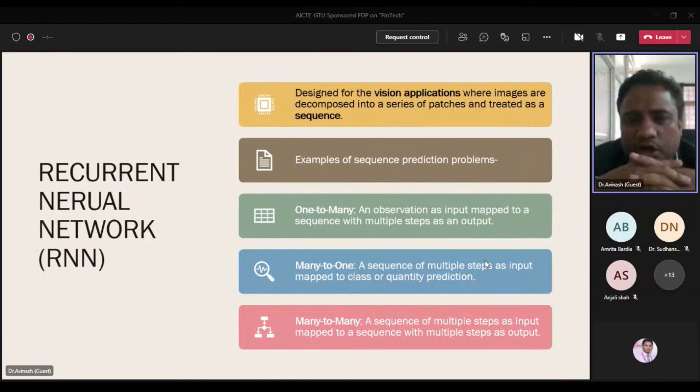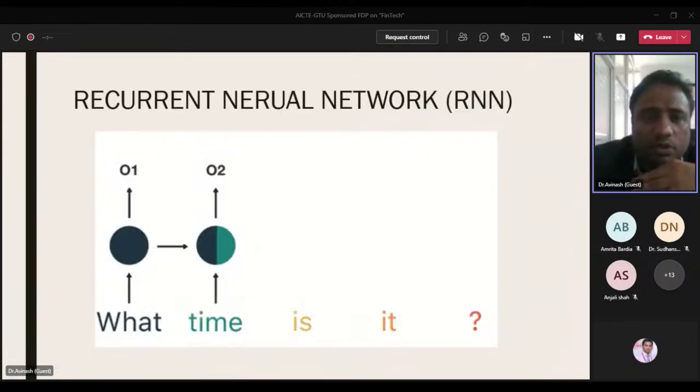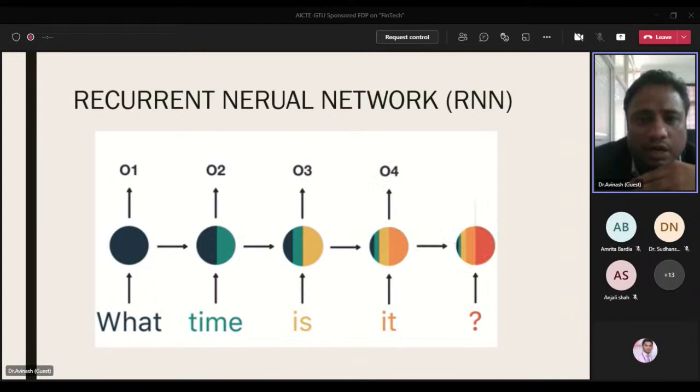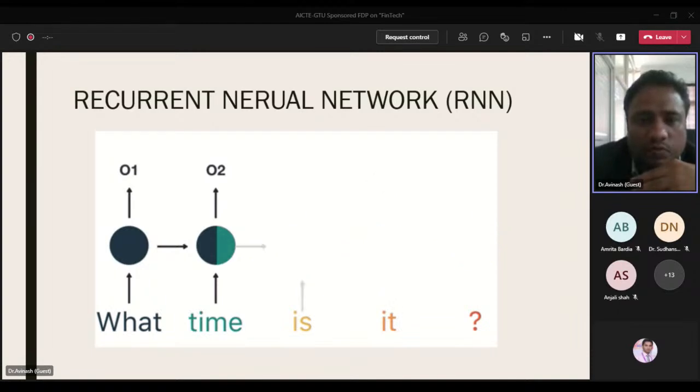So these three conditions, that is one-to-many, many-to-one, and many-to-many, depend on the use case type of problem, where you first have to analyze what kind of problem it is, and only then can we apply the recurrent neural network in order to simulate that kind of problem. So this is the recurrent neural network architecture. Okay, this is how it is working.